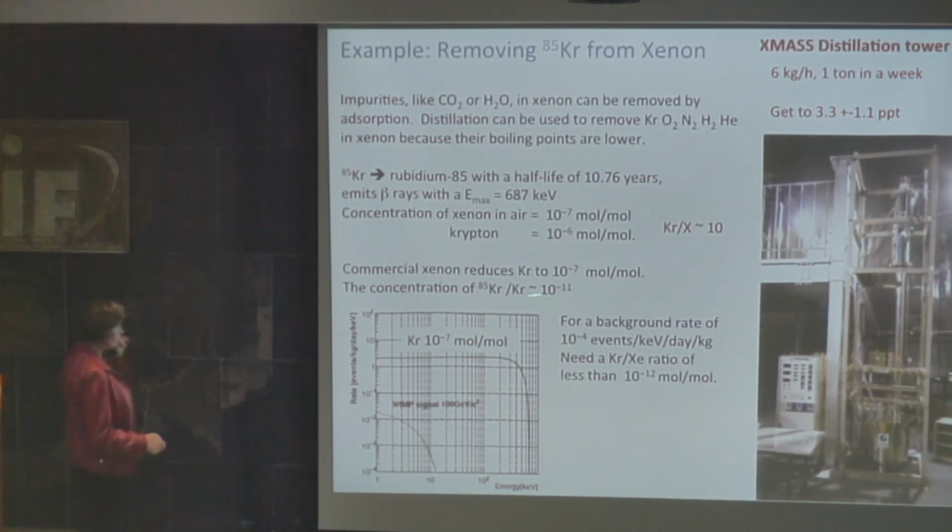I just wanted to mention the magnitude of the problem shown here, because commercial xenon does go through this kind of a process on their own, and they reduce it to about 10 to the minus 7 mole per mole. Well, that's sitting up here, and here's where a WIMP signal is going to be, so that's clearly not sufficient. You need a krypton to xenon ratio of less than 10 to the minus 12 mole per mole, and that's why typically these experiments build their own purification systems.